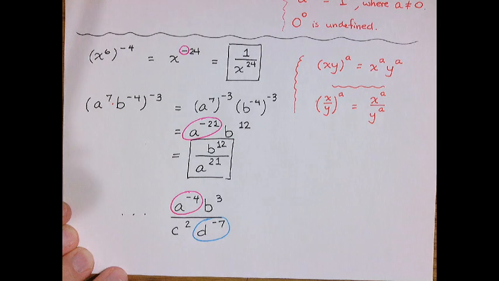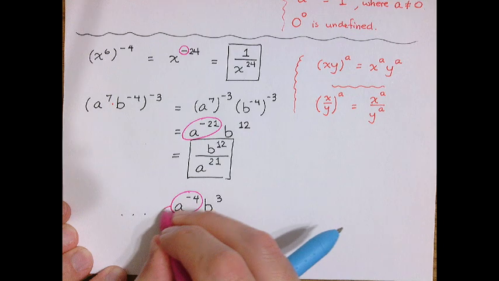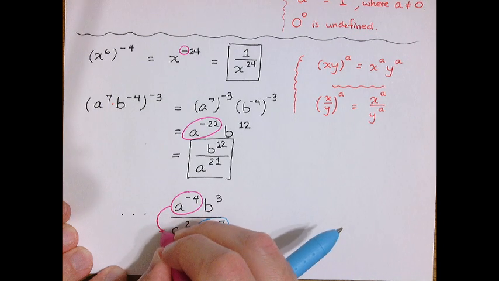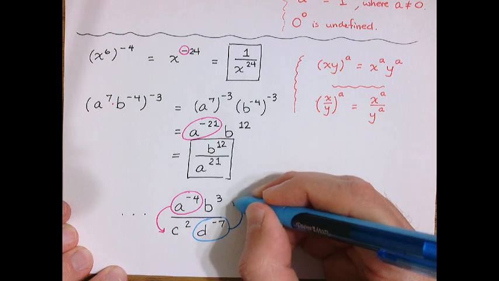That's it. Those factors that have a positive power are going to stay exactly where they are. You don't move this guy, and don't move b. Leave them exactly where they are. A to the negative 4th has to go to the other side of the fraction. And the same thing has to happen for d to the negative 7th. He's going to take a ride up to the numerator.